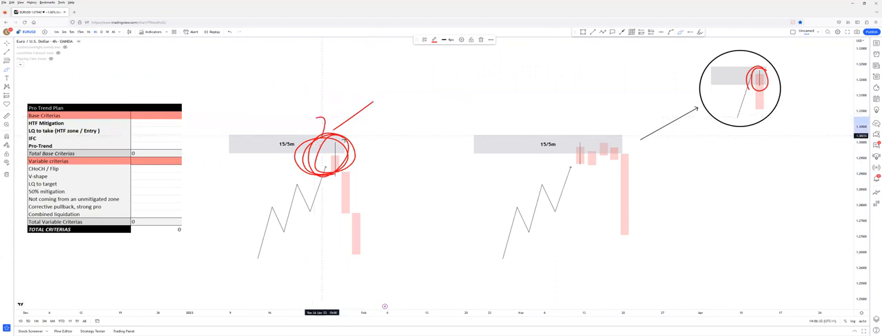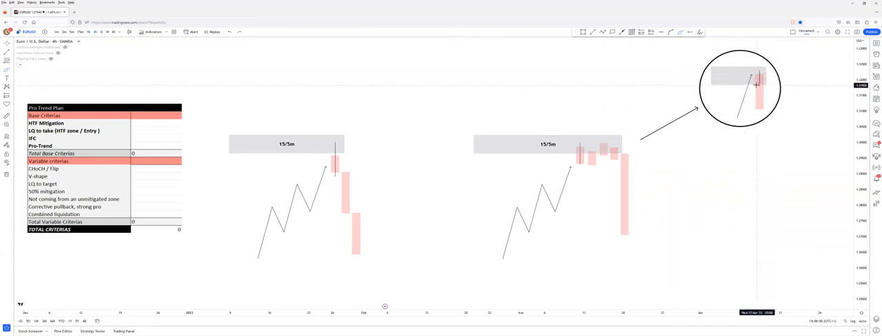So we are mainly looking for this right here. This is the best V-shaped recovery, but this also counts as a V-shaped recovery. So technically, all you have to see is the mitigation of higher time frame supply, a nice mitigation, and a nice inefficient push away from that supply. It can happen also in the 15 minute, 5 minute, and 1 minute time frames.